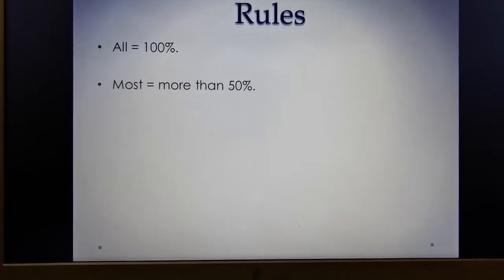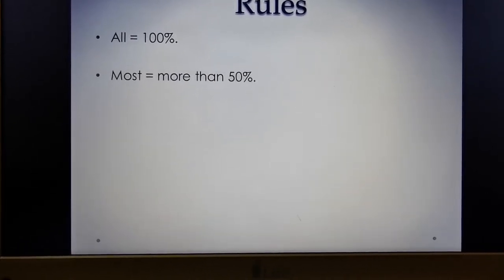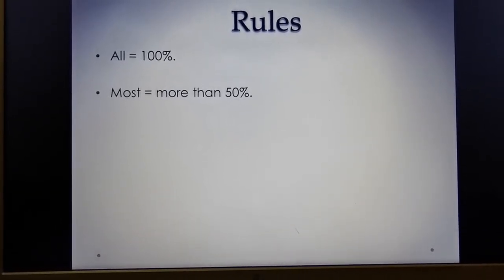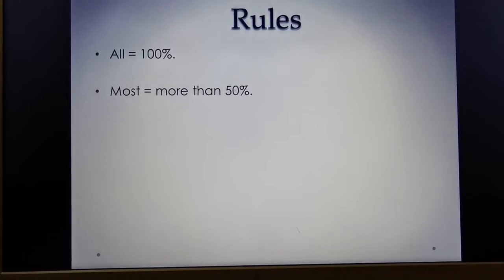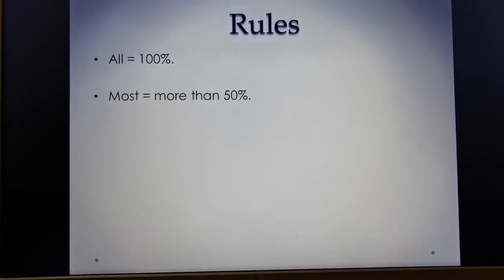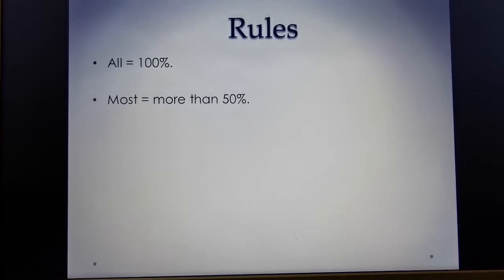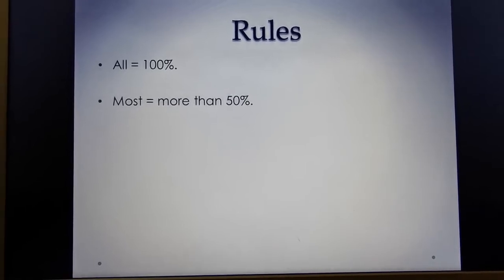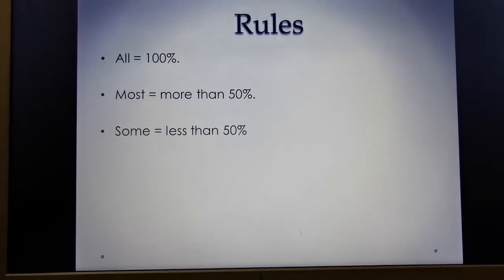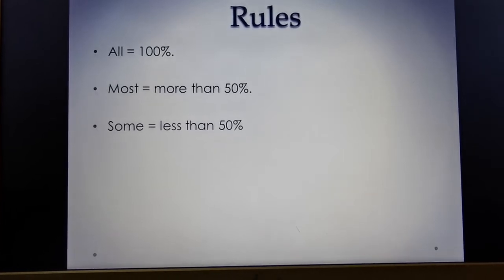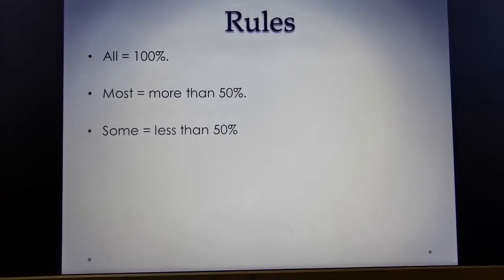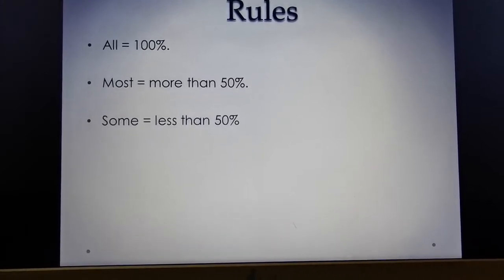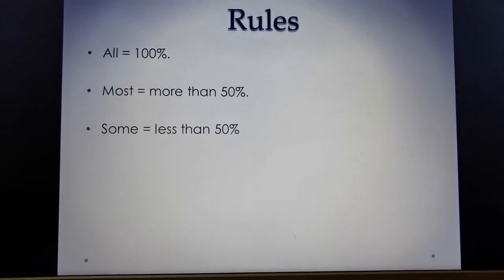Now, when we talk about most, it means more than 50% of the class. So we're all together 24, right? And there are more girls than boys. So we would say most of the students, that means more than half of the students are girls. So most of the students are girls. Some means less than 50%. So a lesser part of the class is boys, right? So we say some of the students are boys.